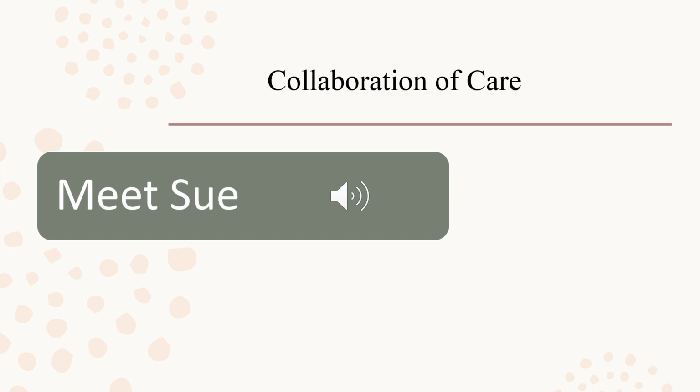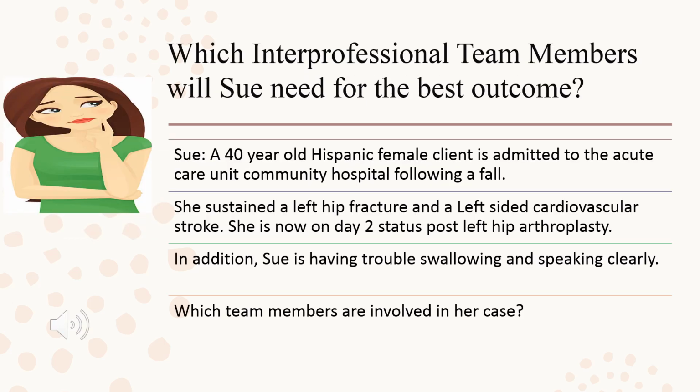Collaboration of care. Meet Sue. Which interprofessional team members will Sue need for the best outcome? Sue is a 40-year-old Hispanic female client who was admitted to the acute care unit of a community hospital following a fall. She sustained a left hip fracture and a left-sided cardiovascular stroke. She is now on day 2 status post left hip arthroplasty. In addition, Sue is having trouble swallowing and speaking clearly. Which team members are involved in her care?